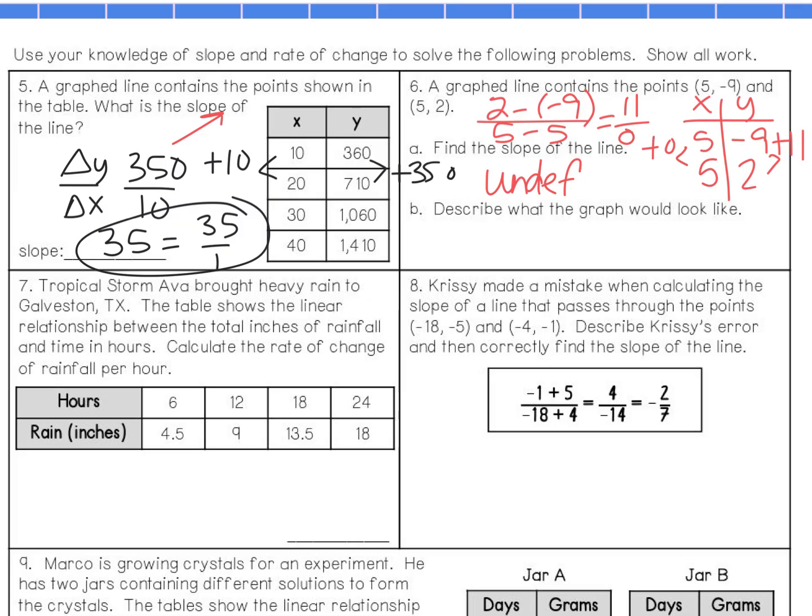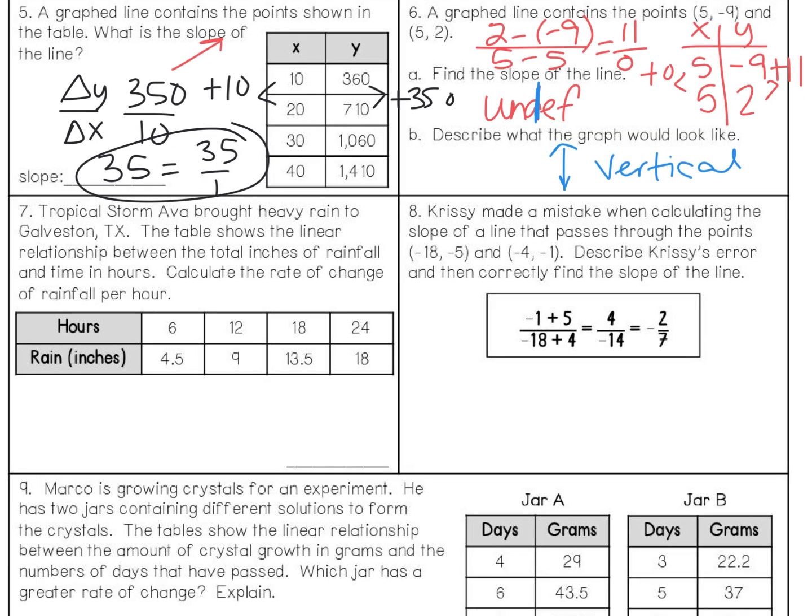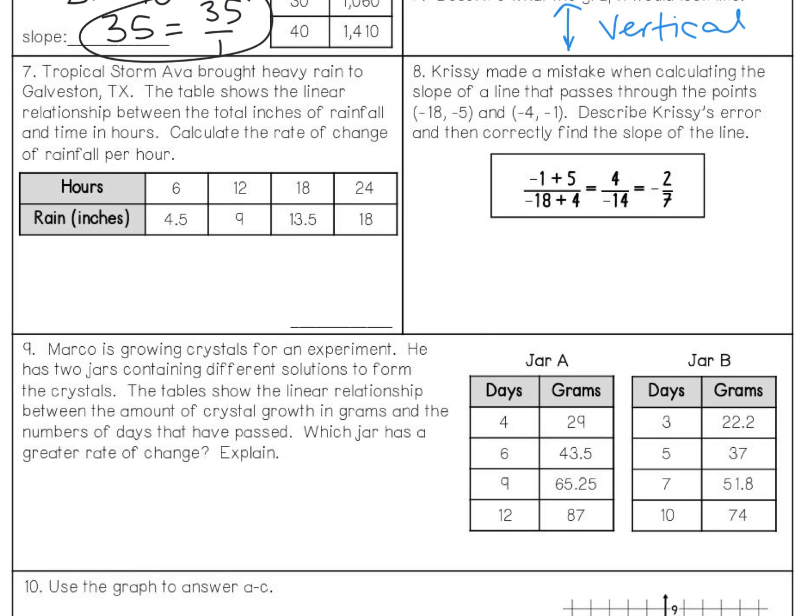What does an undefined slope look like? Right here, straight up and down. Look at the D. Right? It is going to be a vertical line. Make sure you know the difference. Some of you get in a hurry when we have a 0 there and you think it's automatically 0. Double check it, because if there's a 0 in the denominator, my answer is not 0.